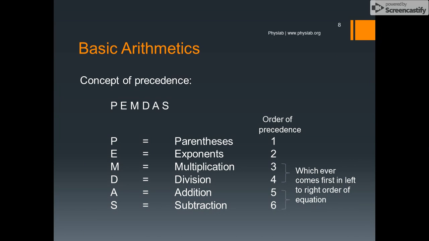Now, precedence means the order in which a certain equation is solved. For example, if the equation has parentheses, they are at the highest order to be solved. Then, if we have exponents, they're at the second order to be solved. If you have multiplication and division, then going from left to right in an equation, whichever comes first has to be solved first. Then addition and subtraction. So that's the order of precedence.